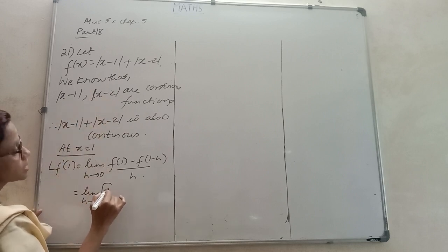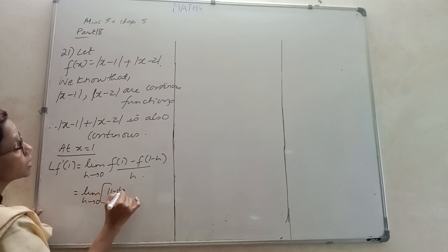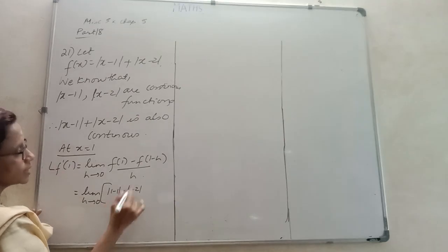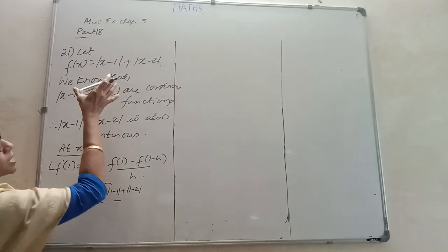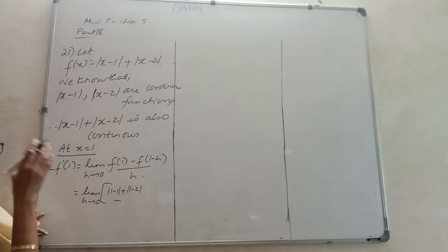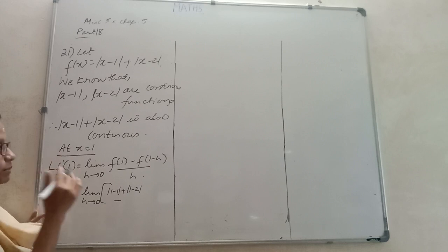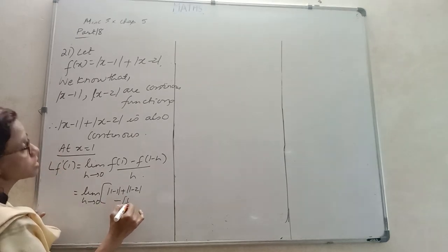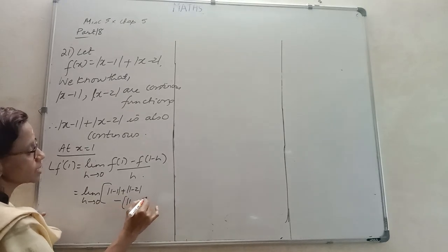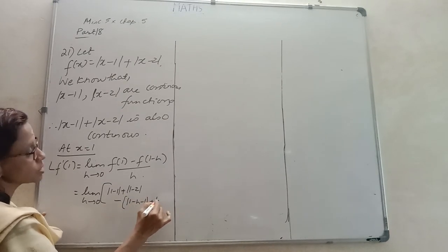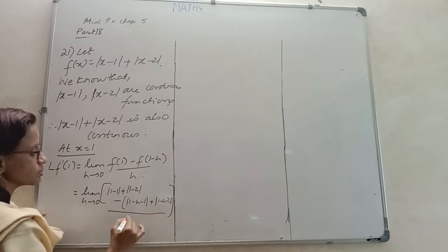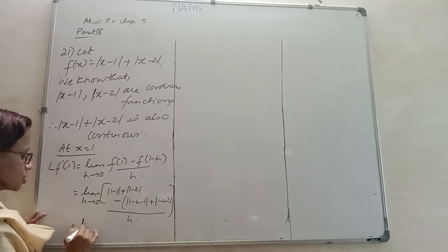f of 1 means modulus of 1 minus 1 plus modulus of 1 minus 2. Minus f of 1 minus h means in the function definition, wherever x is appearing, you have to put 1 minus h. So that way this will be modulus of 1 minus h minus 1 plus modulus of 1 minus h minus 2. After all that, this is divisible by h, by h.